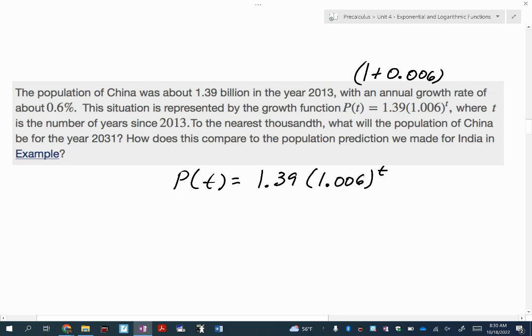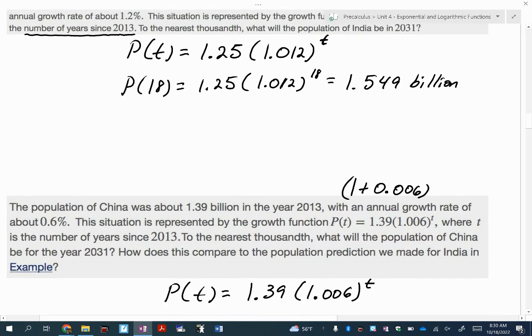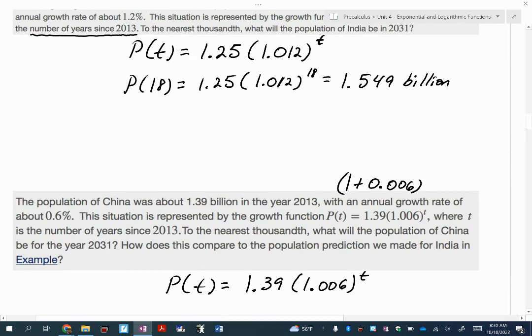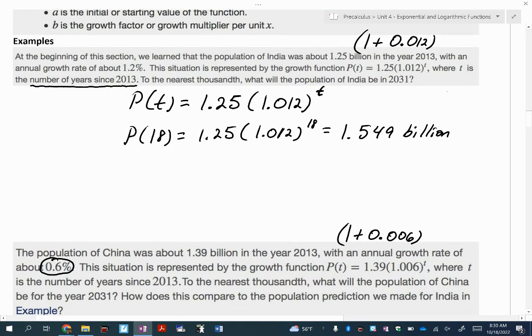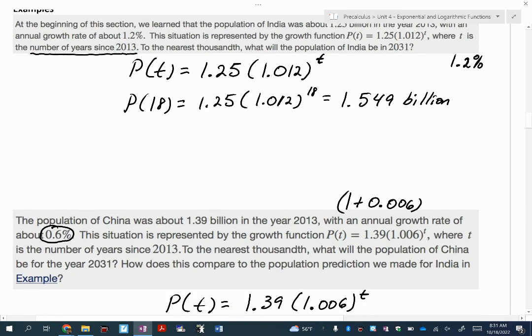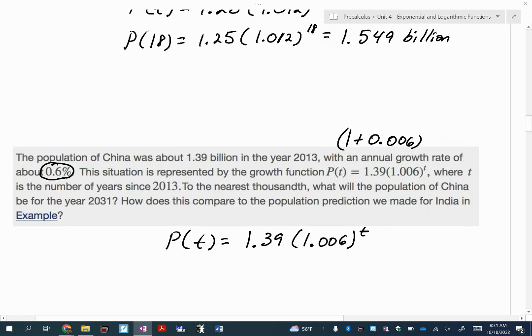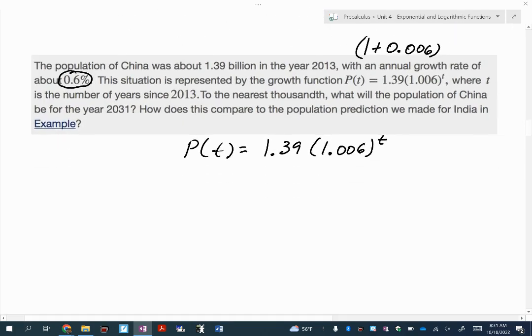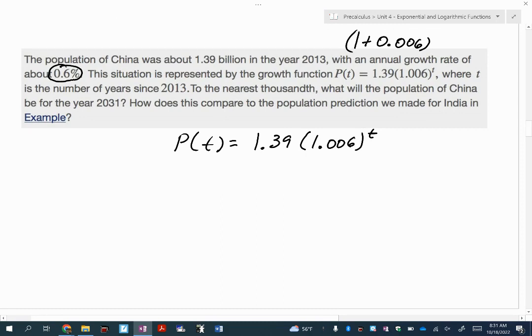So based on this, if you look at the first number, it's 1.25, right? I know it doesn't feel like a lot. We're talking about billions here. So this is a very big difference. So 1.25 billion people in India in 2013, 1.39 billion people in China in 2013. So China is starting out with a lot more people. But if you look at their growth rate, China is only growing at 0.6%. And the growth rate here was actually 1.2%. All right, so literally double in terms of that rate. So we're going to see what happens when you have a lot more people to start, but your growth rate is not going to be growing as fast.